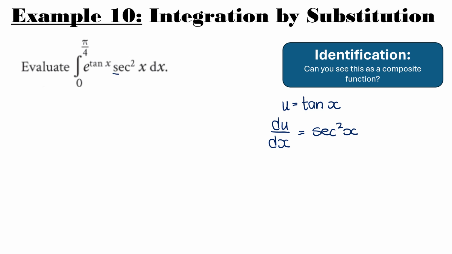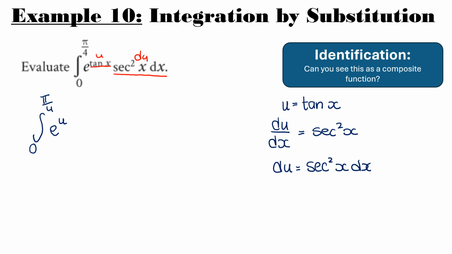Now, you'll notice that we actually have a sec squared x here. So when we bring the dx over, we get sec squared x dx. So I can actually replace this whole thing with our du, and I can replace this part with our u, which makes this so much simpler. So when we can use u substitution, or integration by substitution, it is so straightforward to integrate.